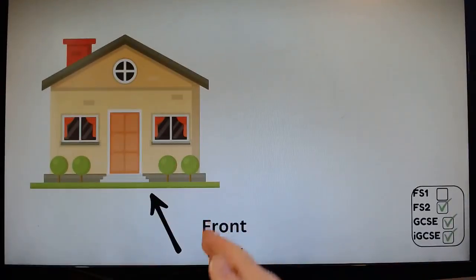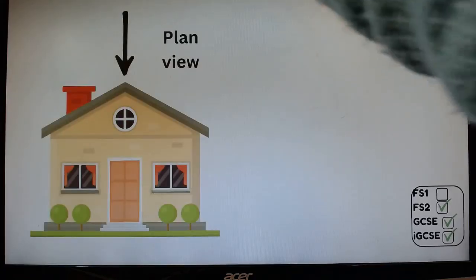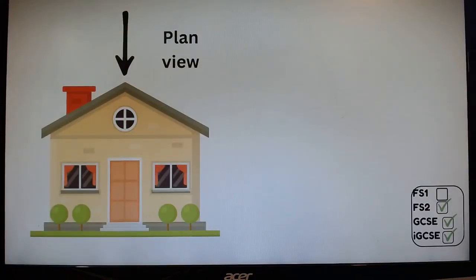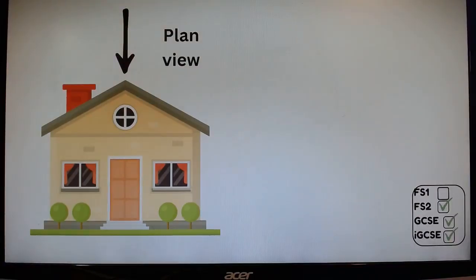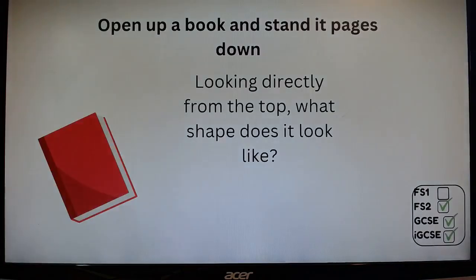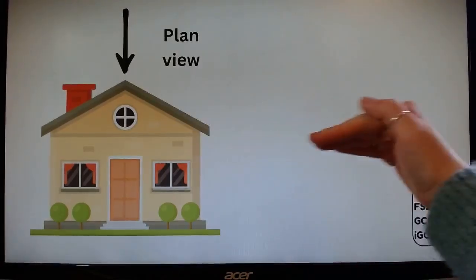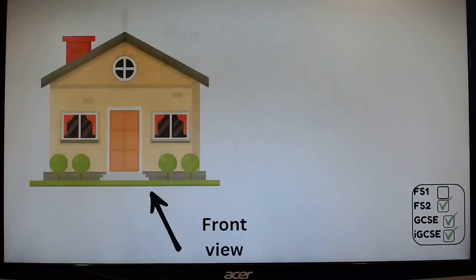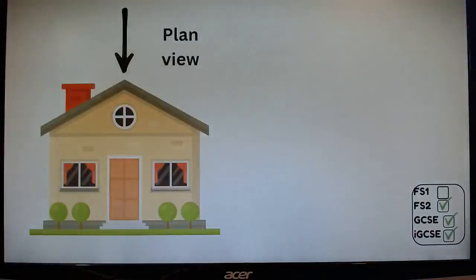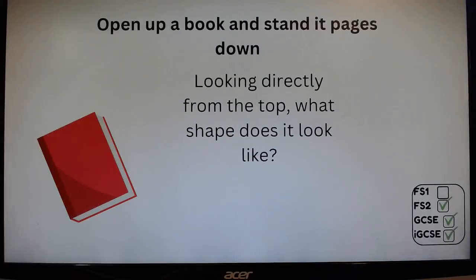So the front view is if you're looking at something front on. So the front of the house here is literally looking at the front. The plan view is if you were looking from the top. So if you're in like a helicopter hovering above this, what would it look like from the top? And then the side view is what we were talking about. This one or this way. Okay, and I'm going to come back. I am going to answer this question, but I'm going to come back to it after doing this activity.